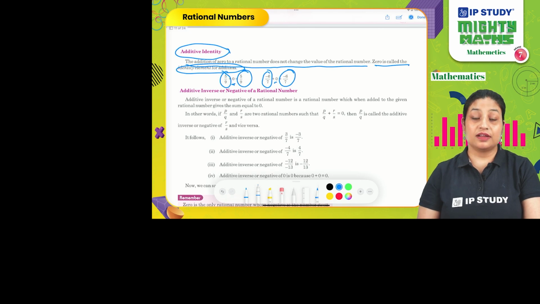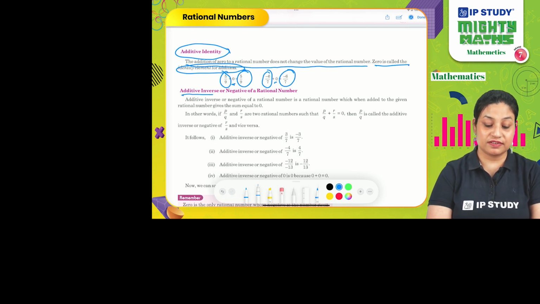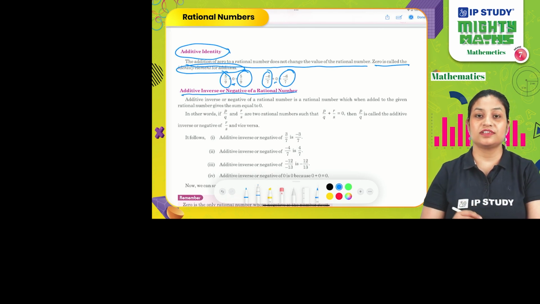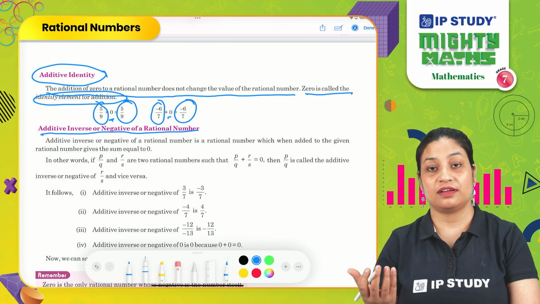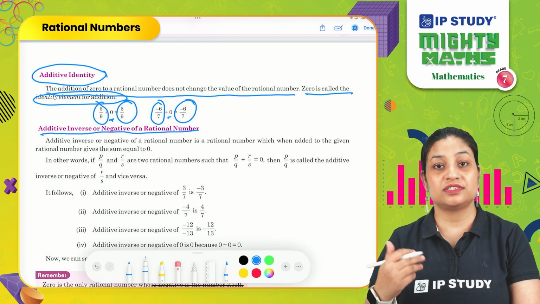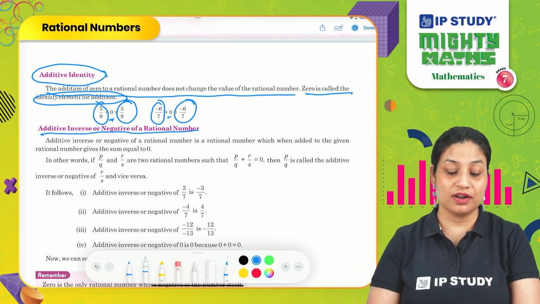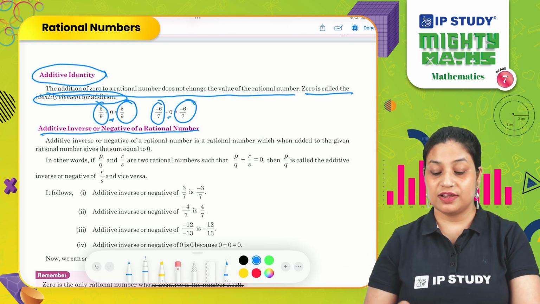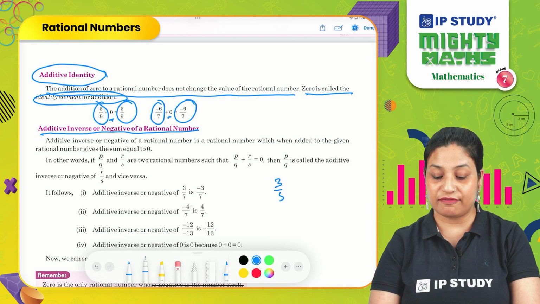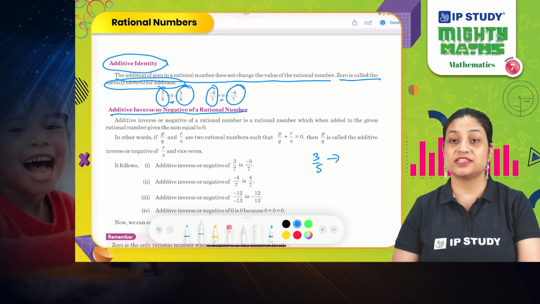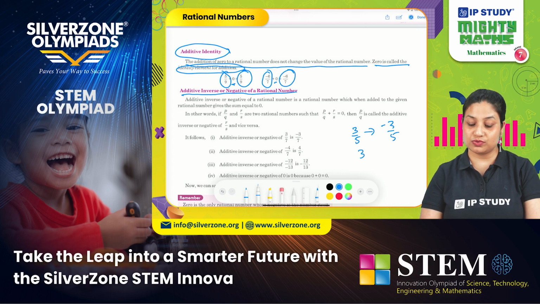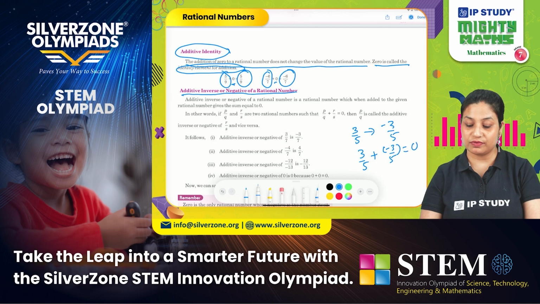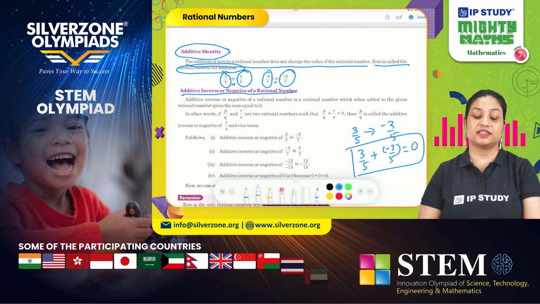Now, there is one more thing that we call additive inverse or negative of a rational number. What is the negative of a rational number? Any rational number you have, if you take the opposite sign and add the two, your result will always come out to be 0. That is called additive inverse. Right? So suppose you have 3 by 5. What is the negative of this rational number? Minus 3 by 5. So if you add these two numbers, 3 by 5 plus minus 3 by 5, what will you get? You will always get 0. This is called additive inverse.